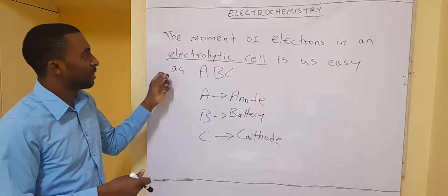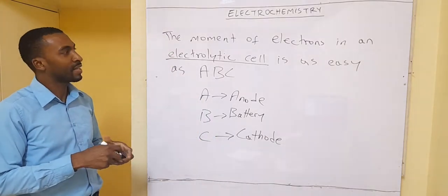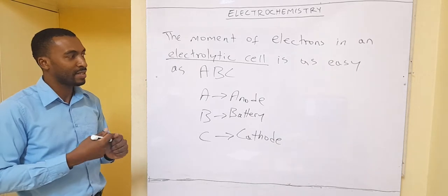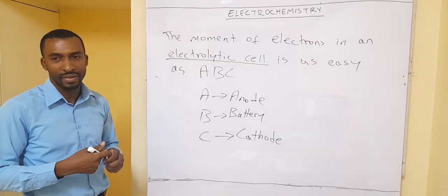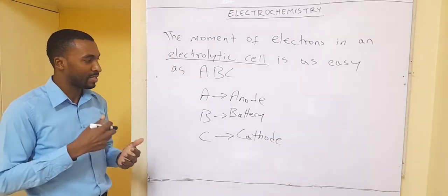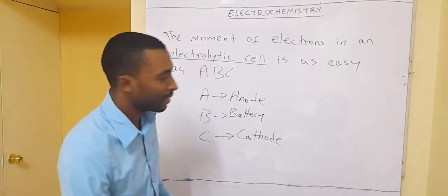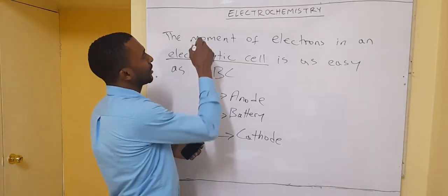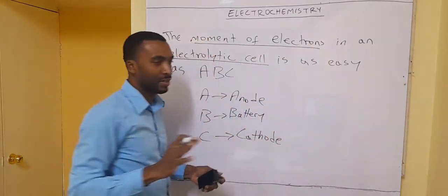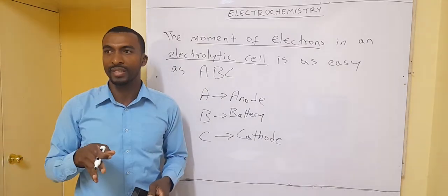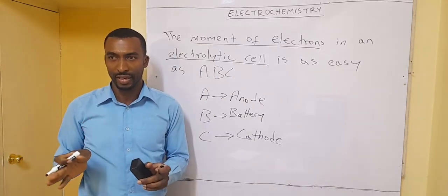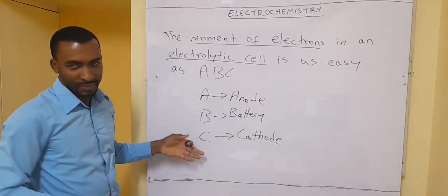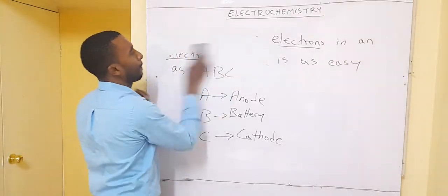Alright? So remember, the movement of electrons in an electrolytic cell is as easy as ABC, where A is for the anode, B is for the battery, and C is for the cathode. With this movement of electrons concept, we're going to determine which is the positive, which is the negative, and which ions go to which electrodes in the liquid.